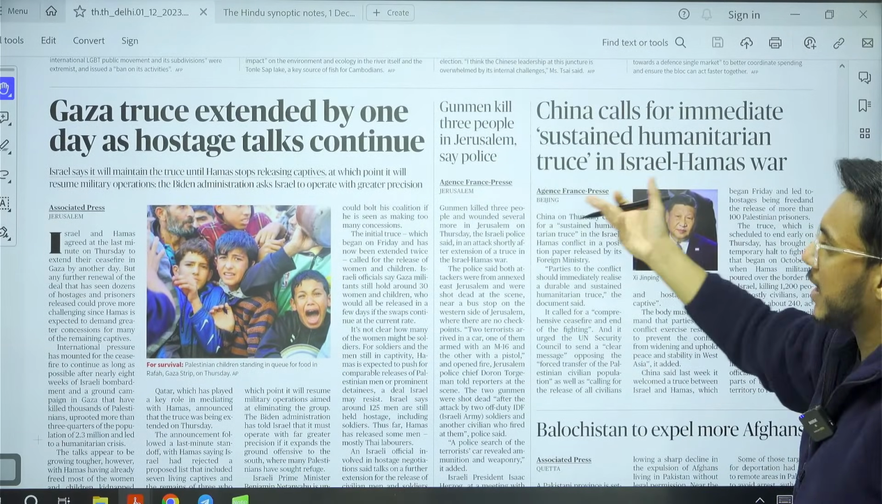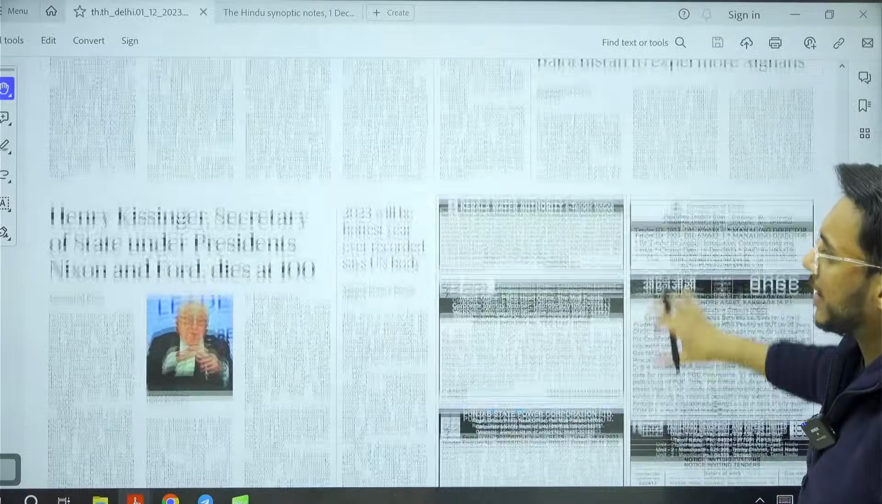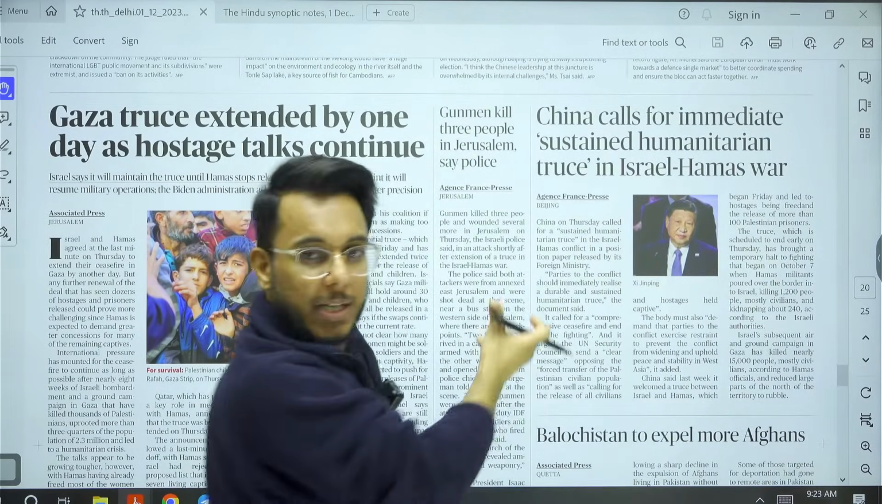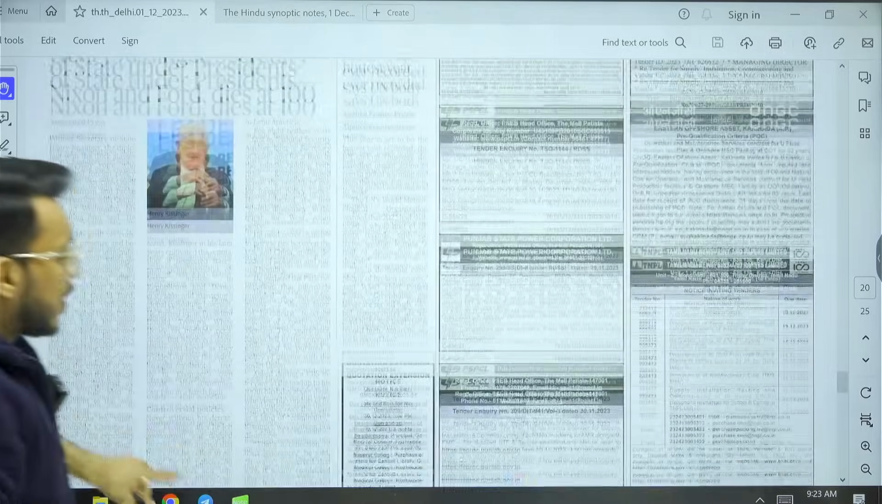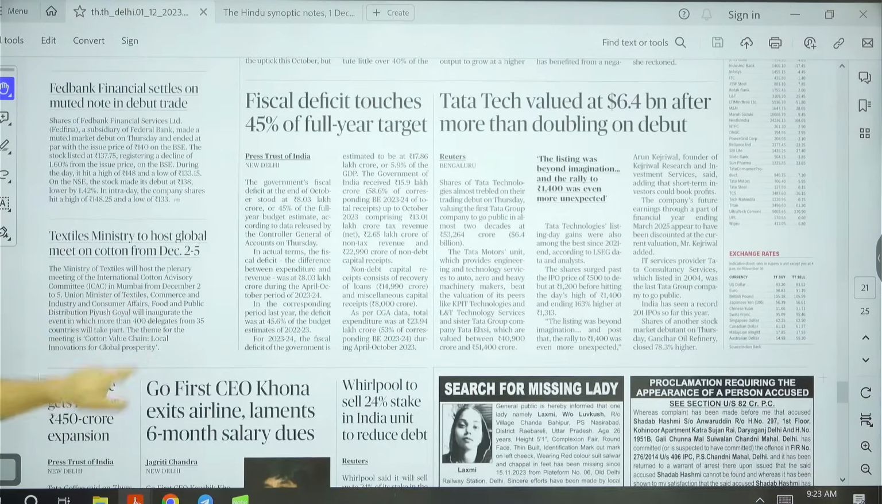Fine. Gaza truce extended by 1 day. Then further, guys, in this particular capacity, China calls for immediate sustained humanitarian truce in Israel-Hamas war. Okay, so then in business page, core sector growth is speeding to 12.1%, which shows a good recovery. Then, guys, fiscal deficit touches 45% of full year target.